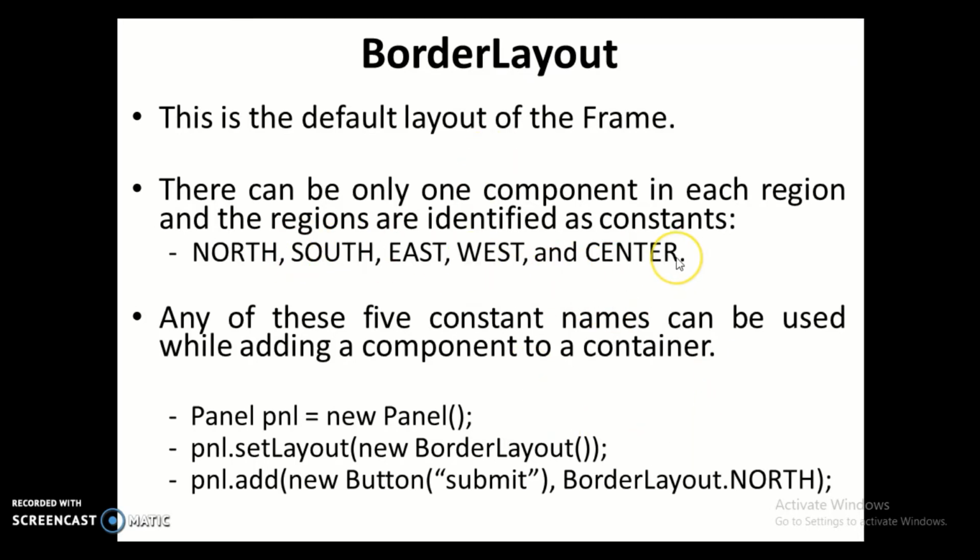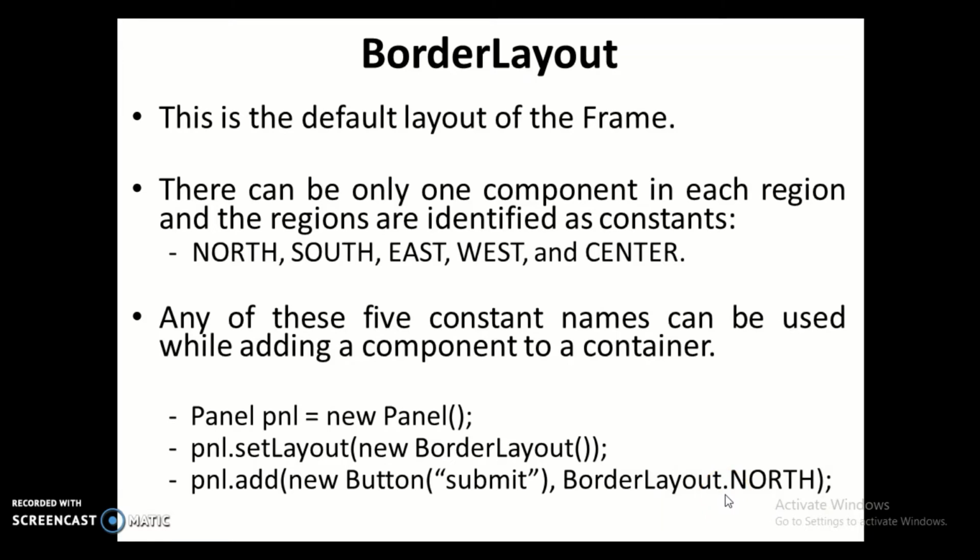All these 5 directions are 5 different constants, and you have to invoke them with the help of this class name, like border layout dot north, border layout dot south. Like this we have to invoke all these 5 integer constants. So this is the way of using the border layout. First you have to create a panel, and then you can set its layout to the border layout. And then when you are trying to add a new component to the panel, there itself you can mention the border layout constant like this, border layout dot north.